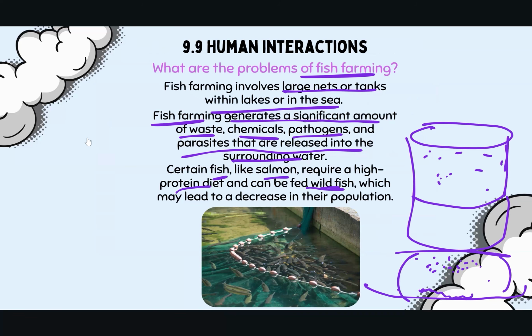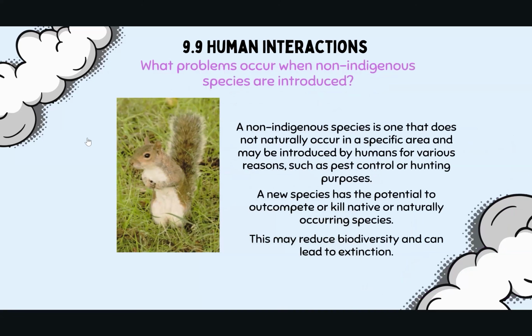And then that can have a knock-on effect on the wild population as well. But one thing this does do, it stops people from fishing and it keeps the wild population higher. Okay, then you've got non-indigenous species are introduced.